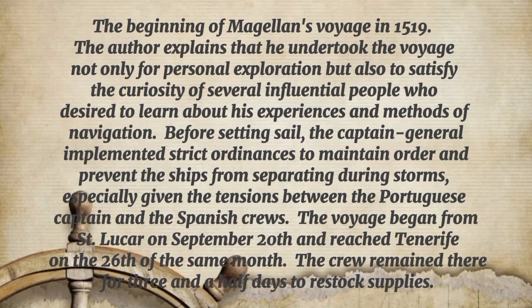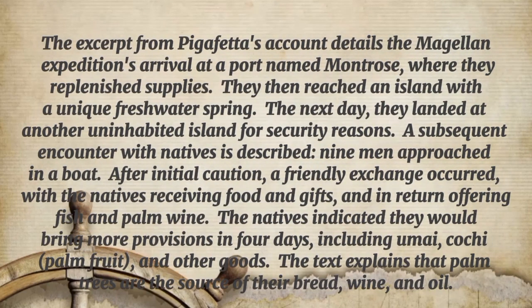The voyage began from Sanlúcar on September 20 and reached Tenerife on the 26th of the same month. The crew remained there for three and a half days to restock supplies. Next excerpt from Pigafetta's account, titled The Magellan Expedition's Arrival at a port named Montrose, where they replenished supplies.